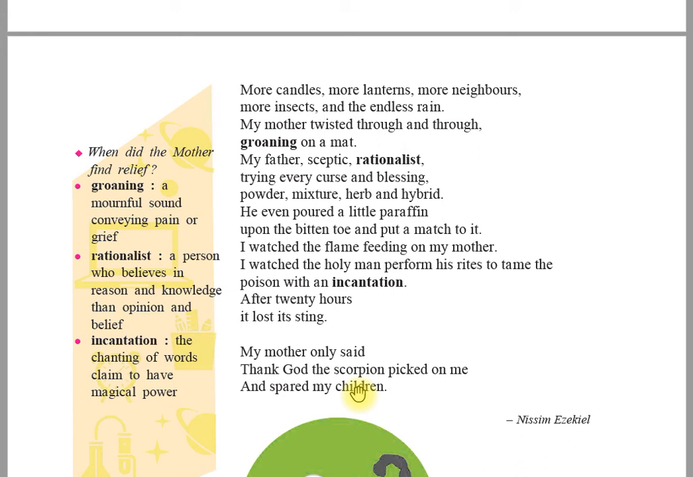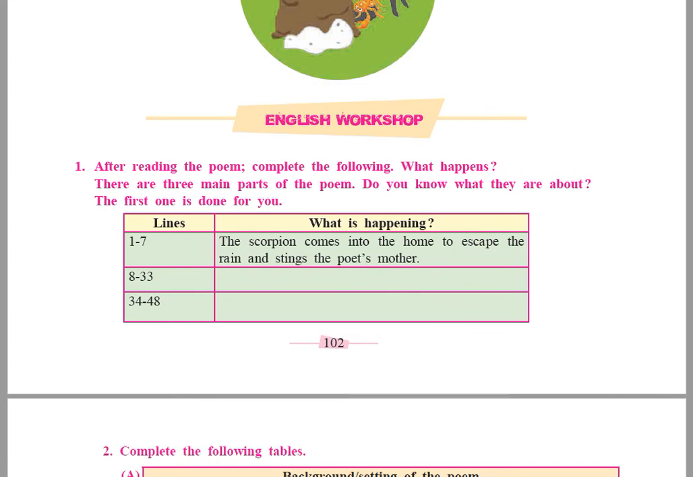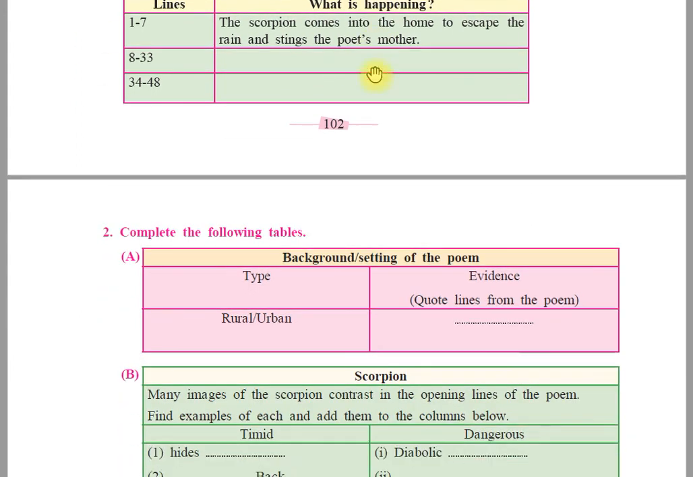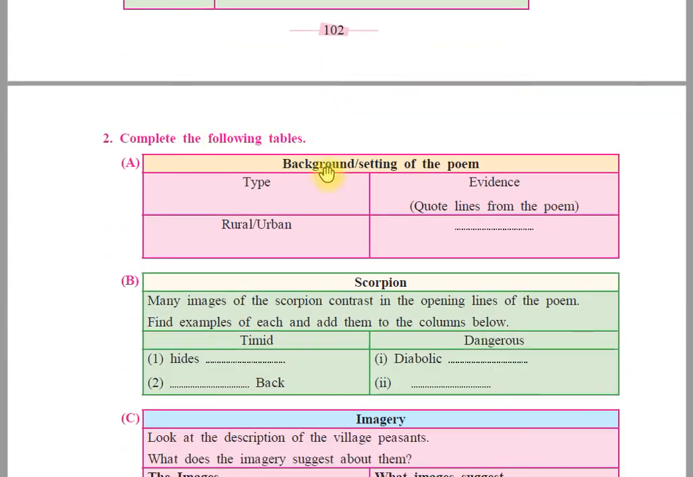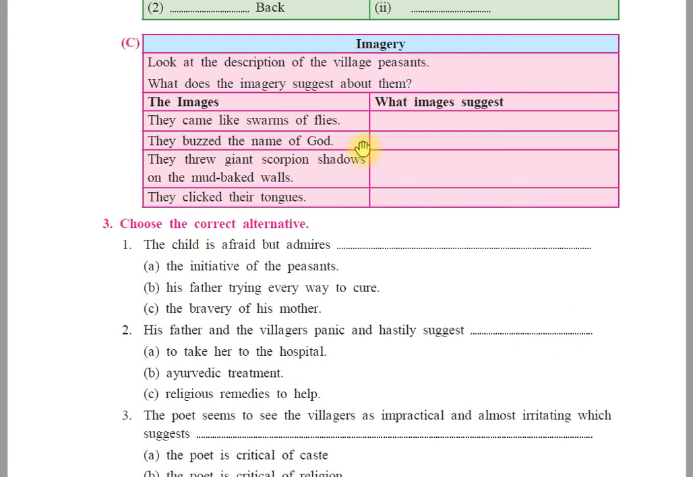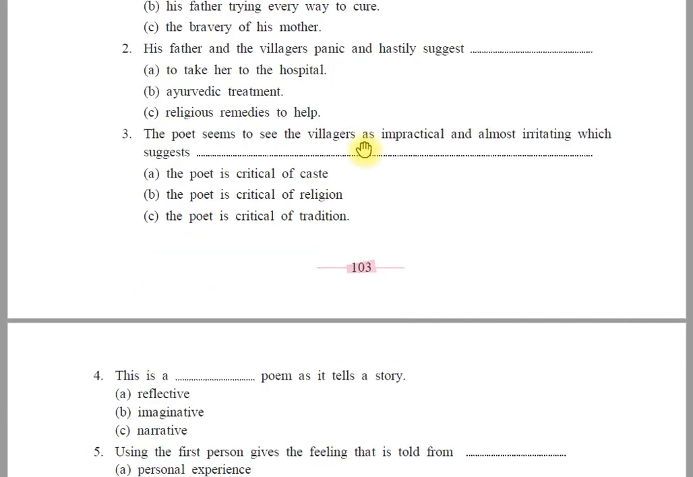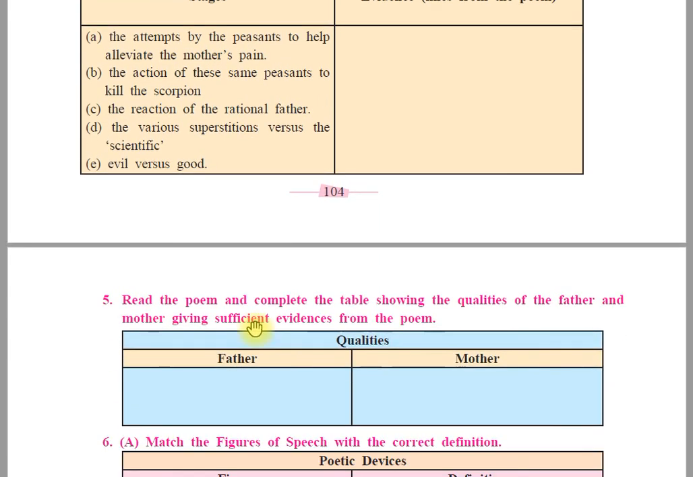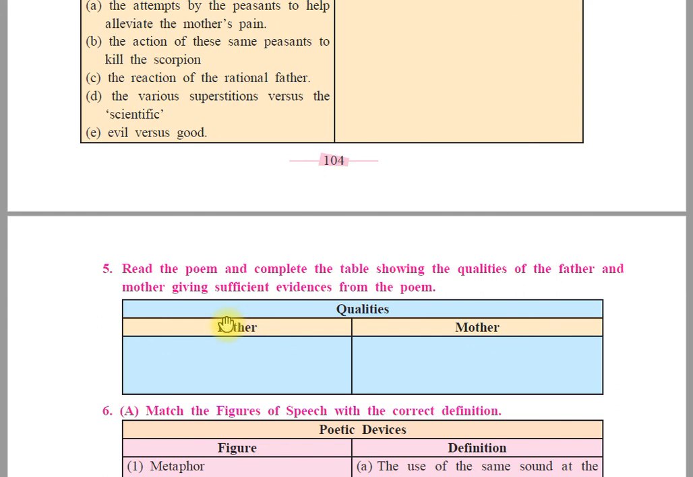So, hope so, students, we have understood the poem. Now, in your textbook, come to page number 102. Do number one in your workbook and your notebook. Then complete the following table. Please do it. Question number three, choose the correct alternative. Please do that. Question number four, just read it and try to understand. Question number five, do it in your notebook.